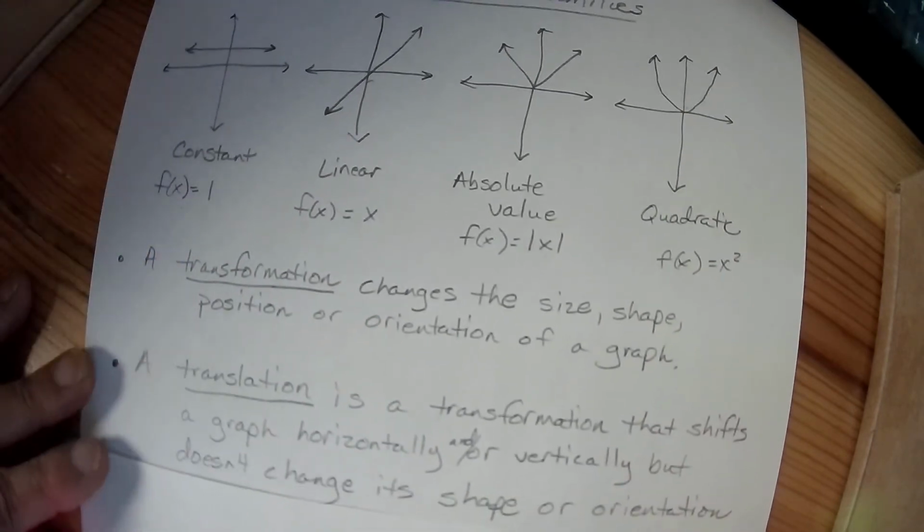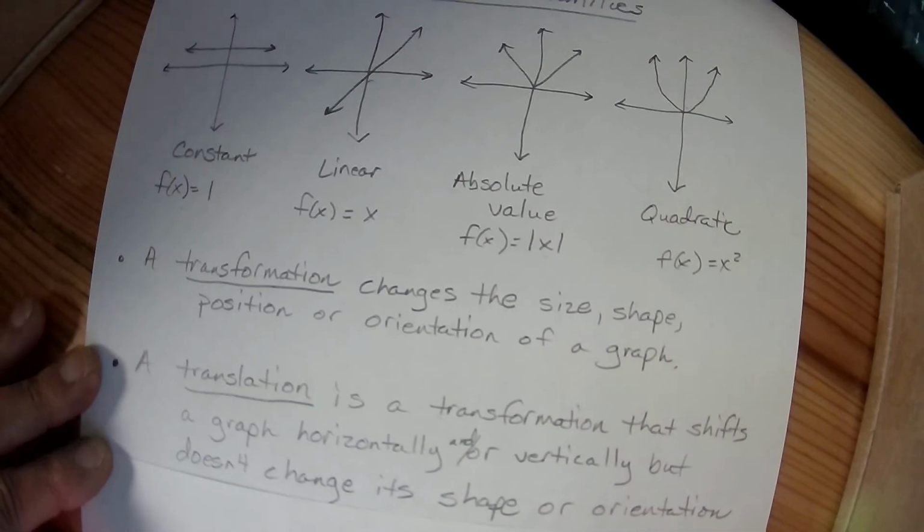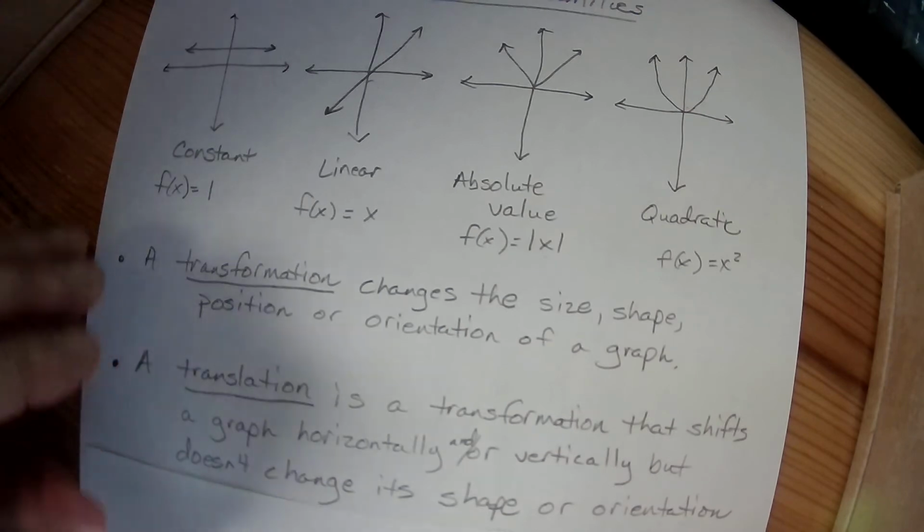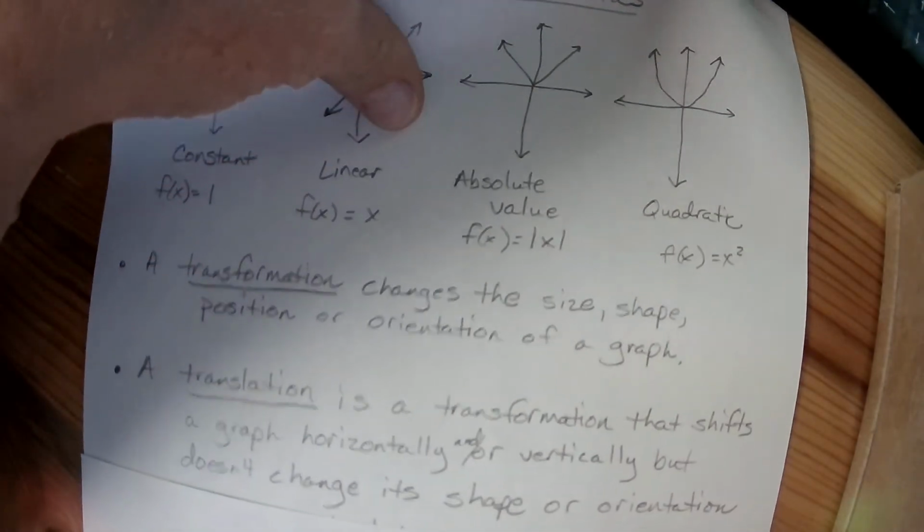A translation is a transformation that shifts a graph horizontally or vertically, but doesn't change its shape or its orientation. And we call that a rigid transformation because the shape of the graph doesn't change.